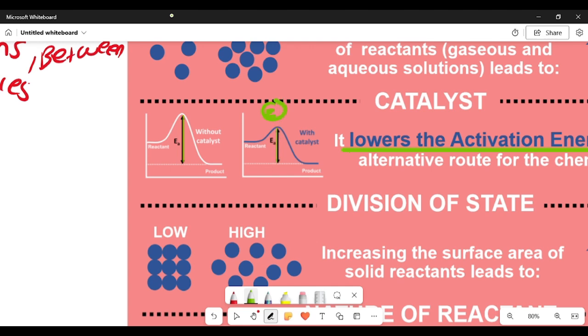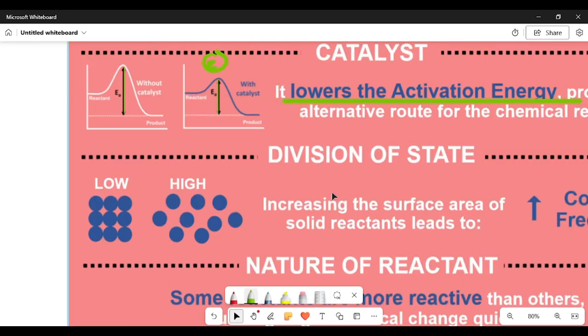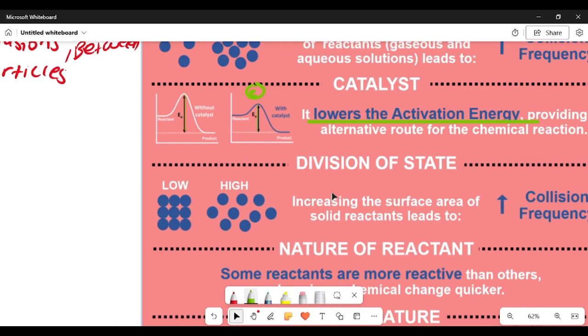All right. Now, what about division of state, which is the third factor we're going to be looking into? Now, division of state is simply changing from one state to another. For example, moving from a solid phase to a liquid phase, moving from a liquid phase to a gaseous phase. So basically, you are changing the state of whatever compound that you are given, right?